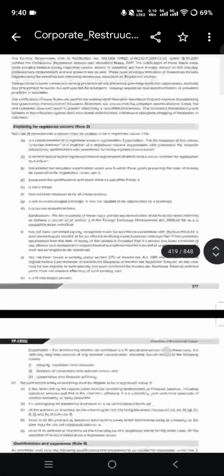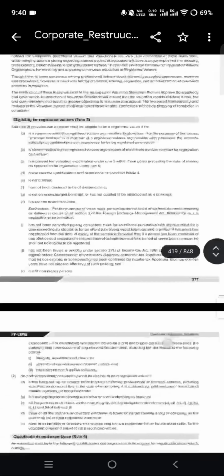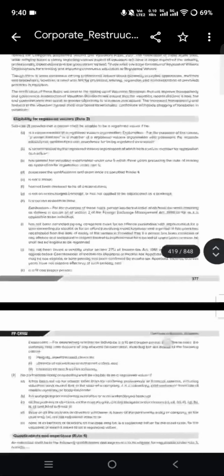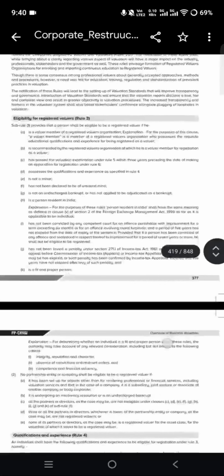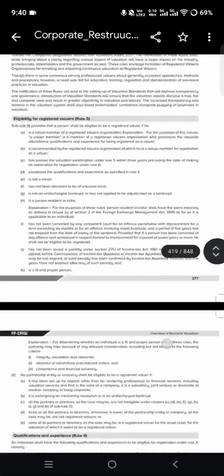He is not an undischarged bankrupt, nor has he applied to the adjudicator as a bankrupt. He has not been convicted by a competent court for an offence involving moral turpitude and sentenced to imprisonment for a term exceeding 6 months, unless a period of 5 years has lapsed. If 5 years have lapsed he can be eligible, if not lapsed he cannot. And if imprisonment of 7 years or more has been sentenced, then he shall not be eligible to be registered at all. And he has not been levied a penalty under section 271J of the Income Tax Act, and the timeline for filing an appeal before the Commissioner of Income Tax (Appeals) or the Income Tax Appellate Tribunal, as the case may be, has expired.